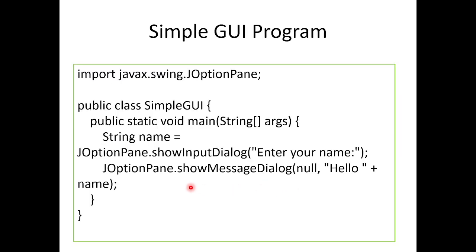Okay, this is a simple GUI program. We have import javax.swing.JOptionPane, followed by your public class name and your void main structure. Then we have the declarations for your variable names as a string, because we want to display the show input dialog. Then you have the instruction, enter your name.